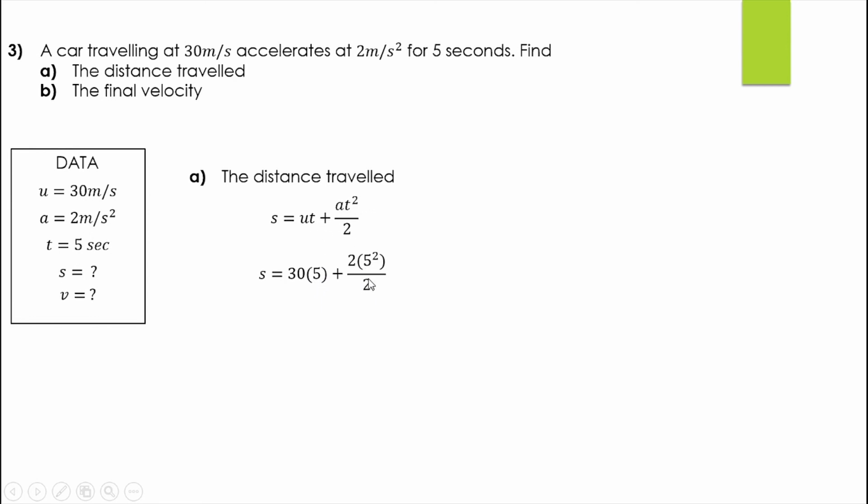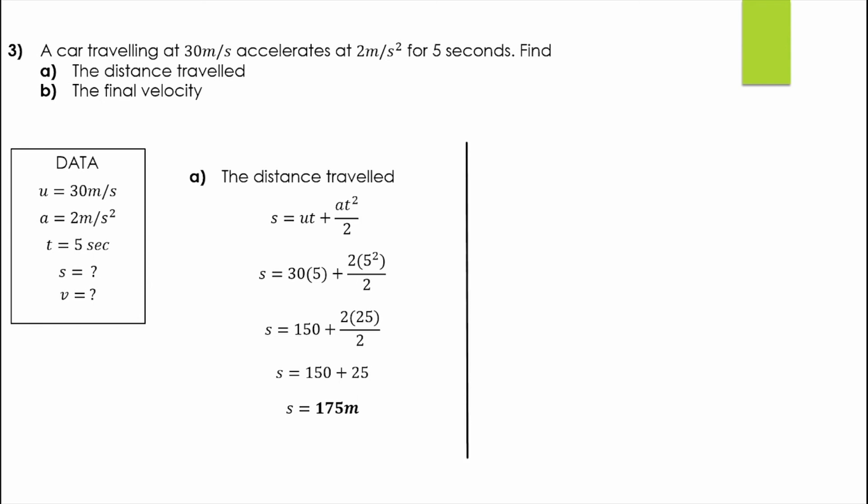Then what I want you to note is that under time here, we do not include A. So we do not say 2 multiplied by 5, then we square our answer. No. We will square our time here. So 5 squared like that. Hence, S will be equal to 150 plus 2 multiplied by 25 divided by 2. This 2 and this 2 will cancel out, and so we'll have S equal to 150 plus 25. So our distance is equal to 175 meters.